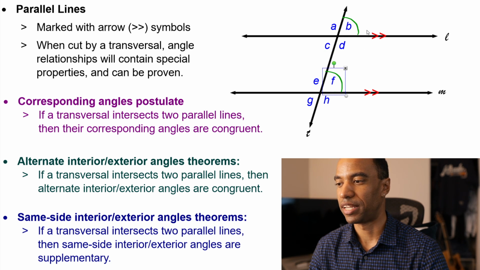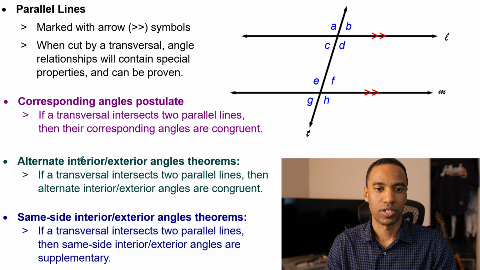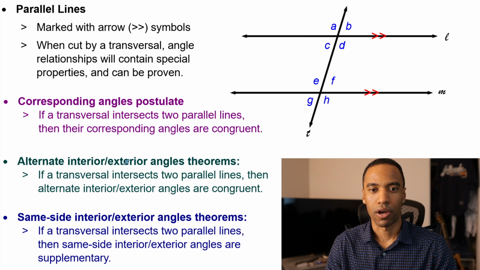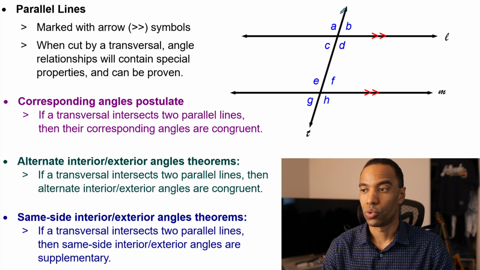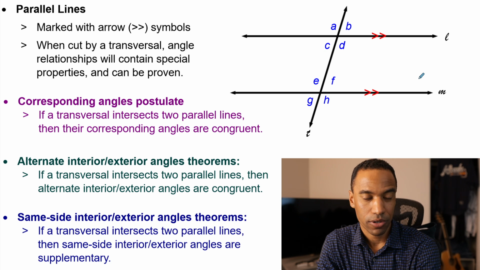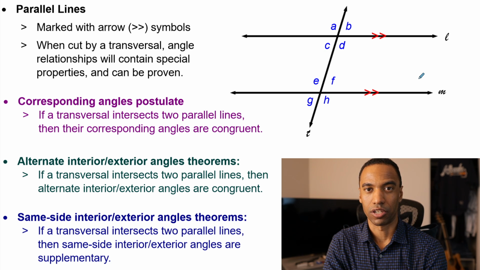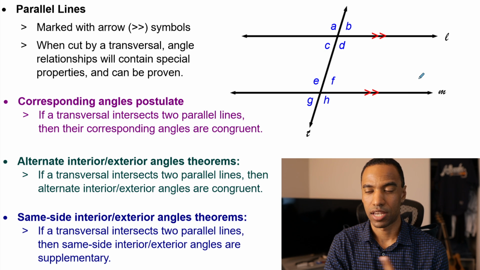Based off the corresponding angles postulate, you could prove these other things. The alternate interior angles theorem and the alternate exterior angles theorem state this: when a transversal intersects two parallel lines, alternate interior angles are congruent and alternate exterior angles are congruent. Let's do one at a time.